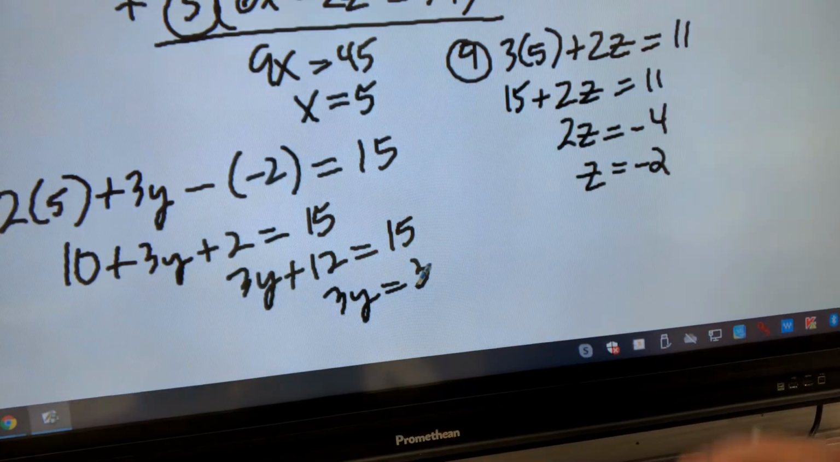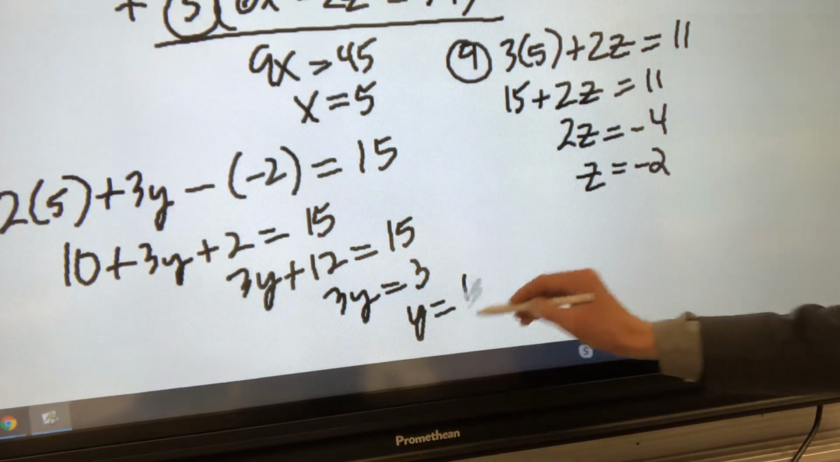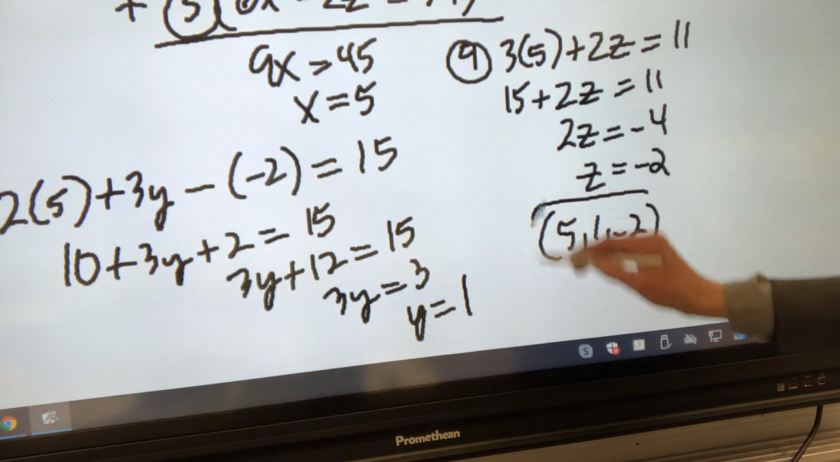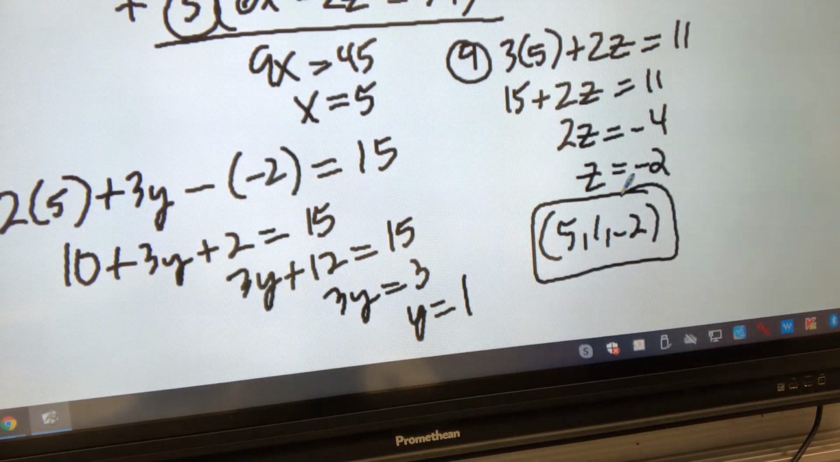And y is 1. I write my answer as an ordered triple, x, y, z: 5, 1, negative 2. And that is the name of the game. This is the hardest one in the game plan for sure. These types. So that's equation, that's number 1 there.